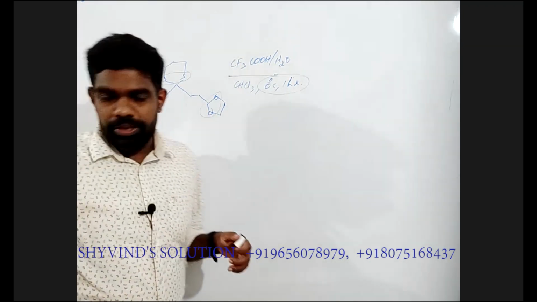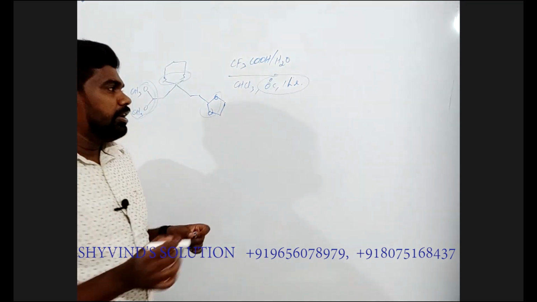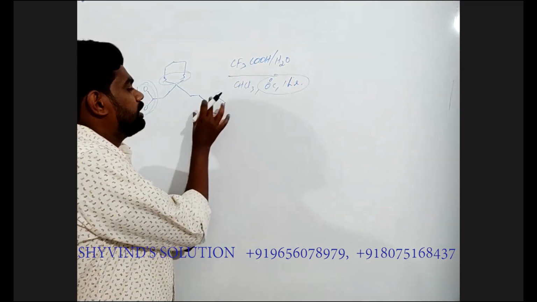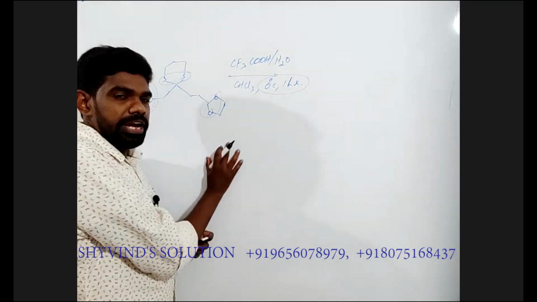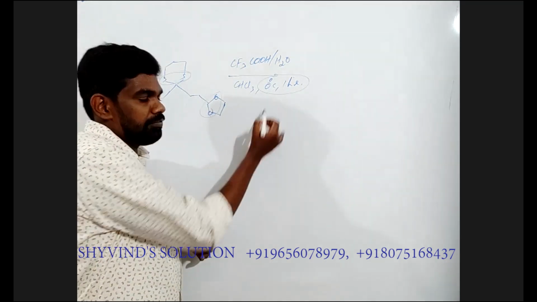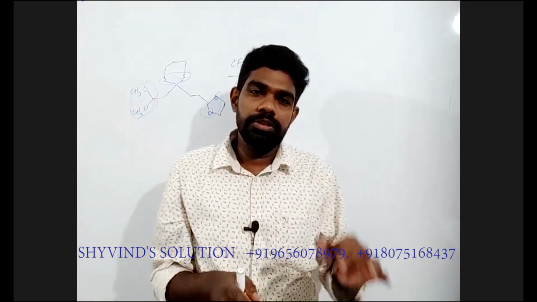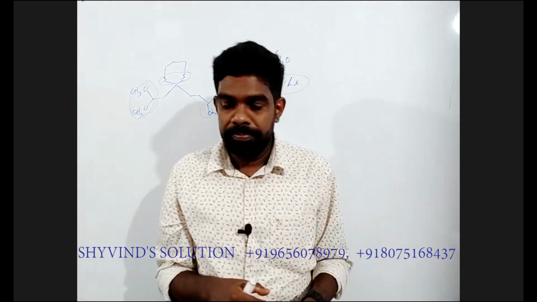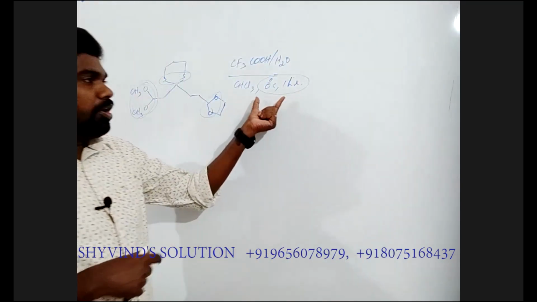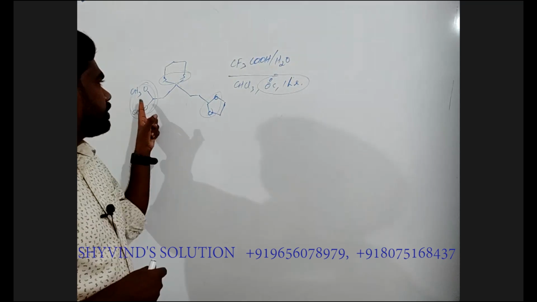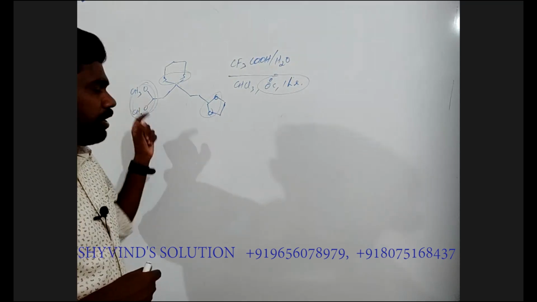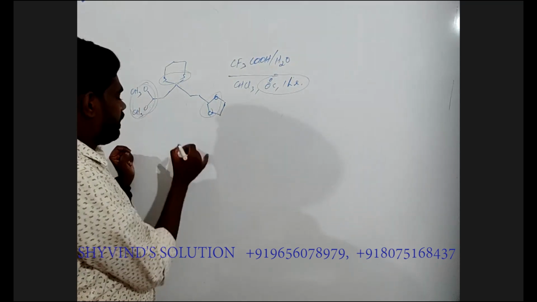You can see all the options are confusing. In option D, all these functional groups are undergoing reactions. That's also possible if the condition is a little more vigorous, but in this particular mild condition, only the most reactive functional group, this one, will undergo reaction. So it will be hydrolyzed.